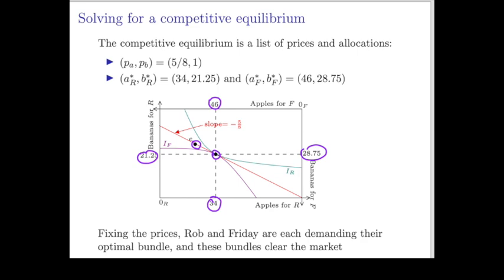And this works out perfectly. Those prices, 5/8 and 1, are just so that the total number of apples consumed is equal to the number of apples available, which is 80, and the number of bananas consumed is exactly equal to the number of bananas available, which is 50.